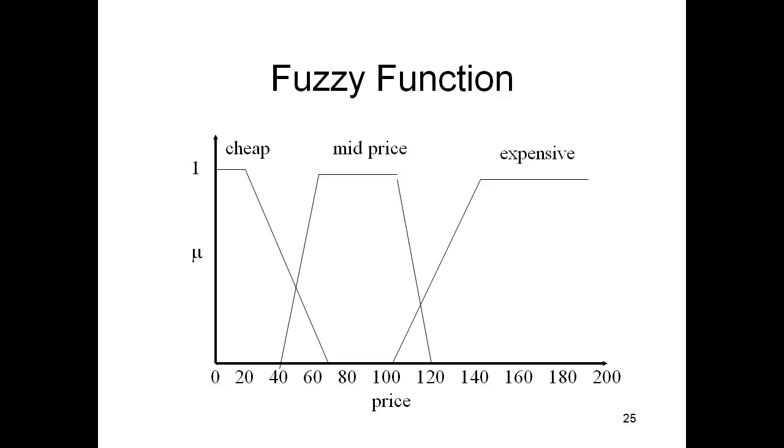Right. And if we have a hotel with a price of 50, we say it has this membership value for mid-price, and this membership value for cheap. The minimum is the new membership value for the intersection, for the fuzzy intersection. Right. Okay? Questions?